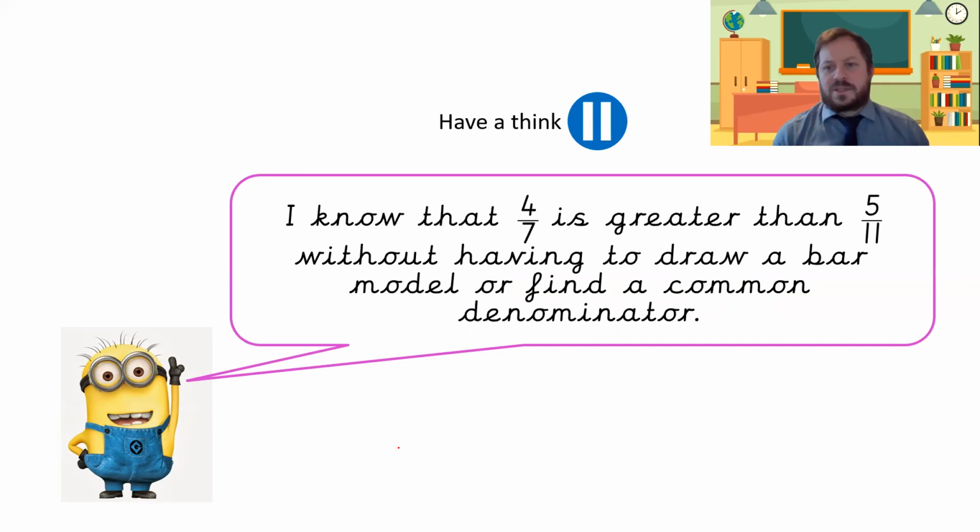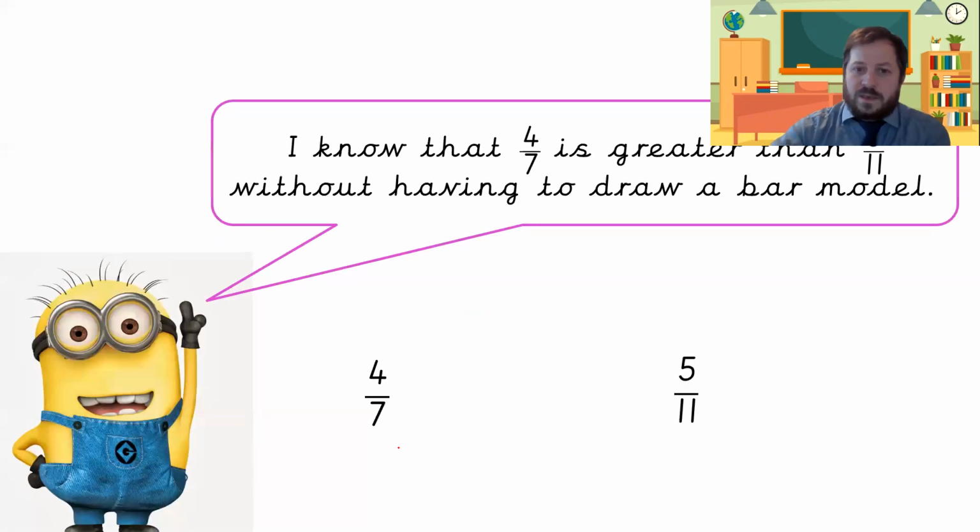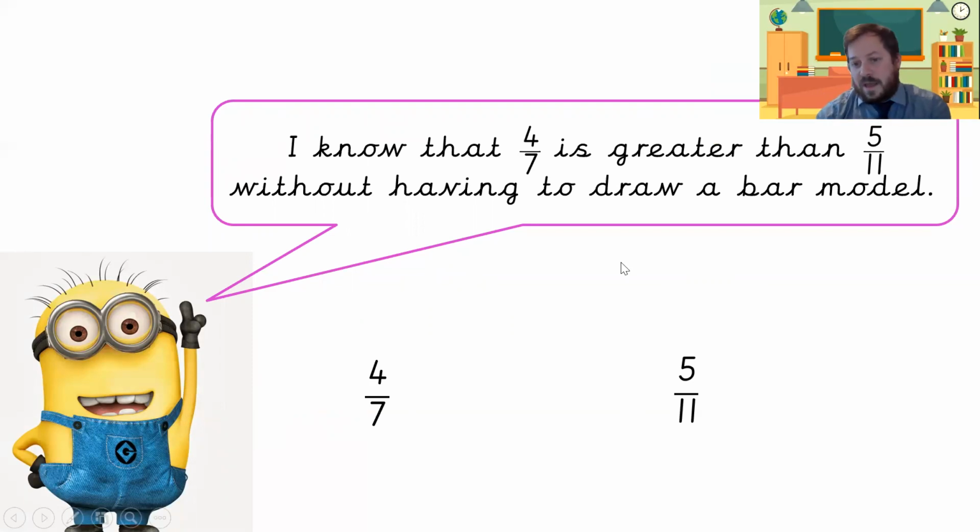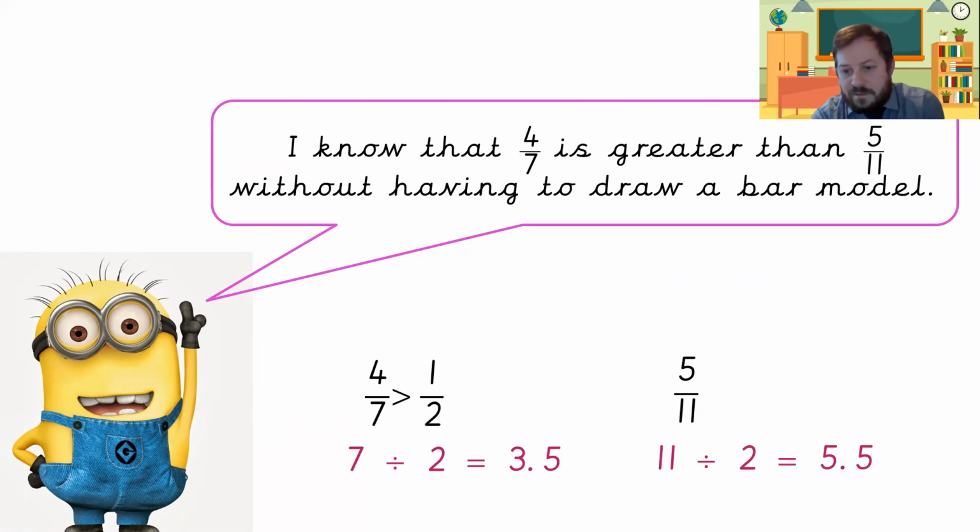I know that 4/7 is greater than 5/11 without having to draw a bar model or having to find a common denominator. How do I know? Okay, so this is using another piece of information that all of us are pretty good at, which is halving. So how does this minion know that 4/7 is greater than 5/11? Well, they know that 7 divided by 2 is 3.5. They know that 11 divided by 2 is 5.5.